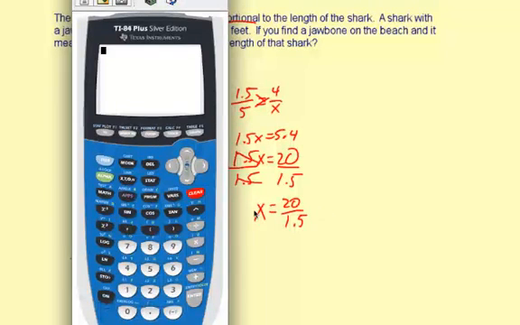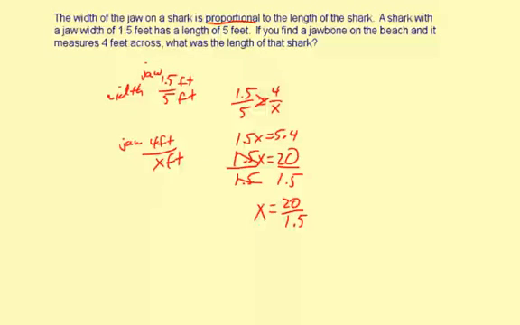Okay, so here's our calculator. I'm just going to do 20 divided by 1.5, 13.3 repeating. So I could say 13.3 feet, or I could also say 13 1/3 feet. Either one of these would be correct.